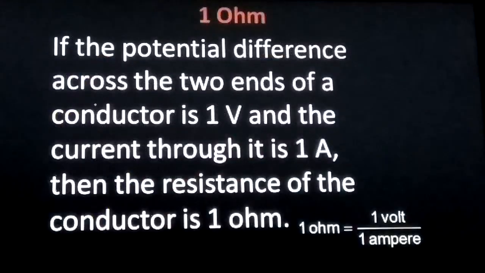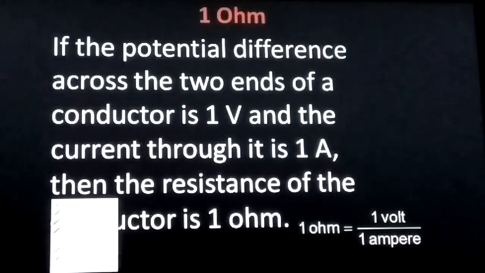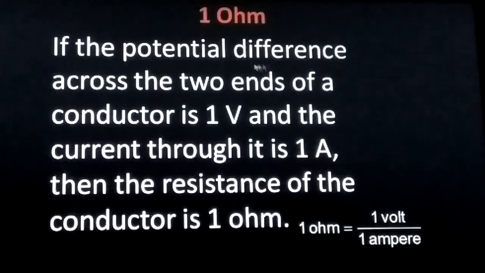Okay. Now what is meant by 1 ohm? Observe here students, if the potential difference across two ends of a conductor is 1 volt, where V stands for volt, and the current through it is 1 ampere, then the resistance of the conductor is 1 ohm.